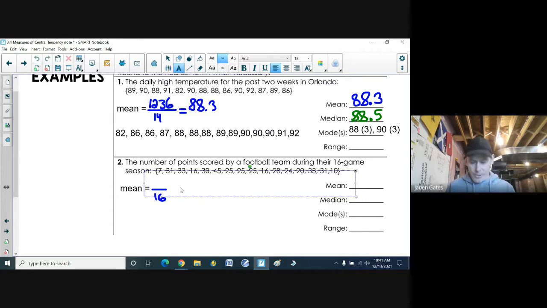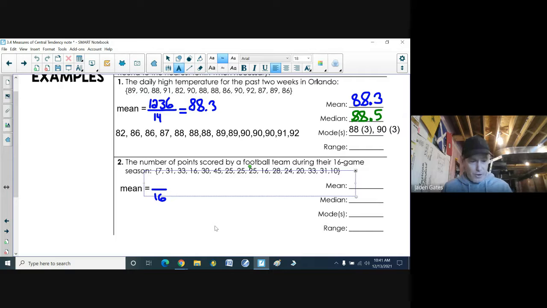All right. So I add up 7 plus 31 plus 33 plus 16 plus 30. I'm going to add them all up here. Okay. And I end up with 766. Oh, no, 300. Hold on here. Shoot. I messed up. I got to go back and do it all over again.